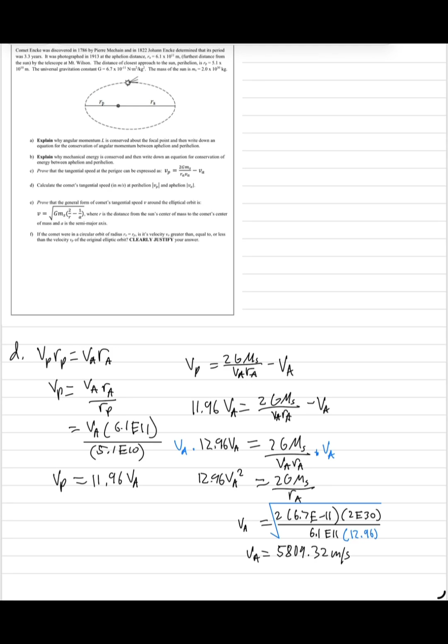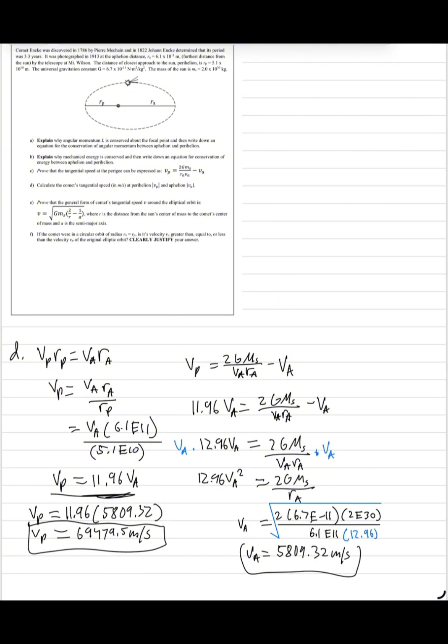And for the velocity at the perigee, I can just use the ratio that I found over at this part, and I can simply plug it in. So these are my speeds.